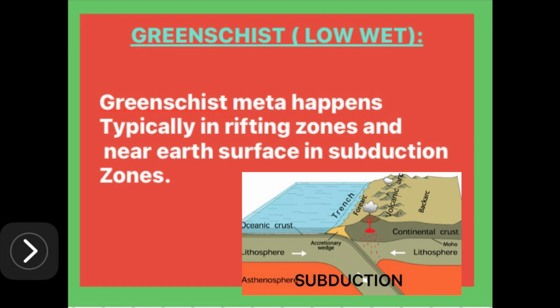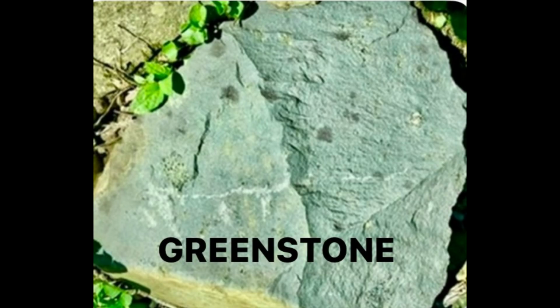At greenschist facies, abundant water facilitates the creation of micas and green minerals, and the directed pressure from the subducting slab gives rise to greenish rocks called greenstones and greenschists.